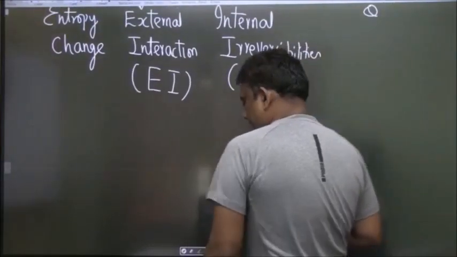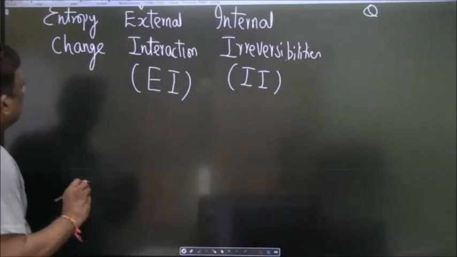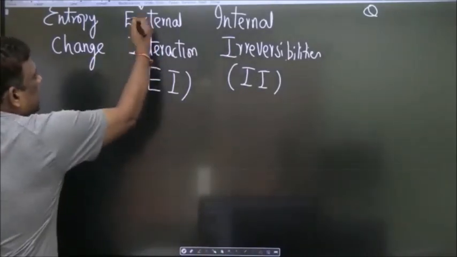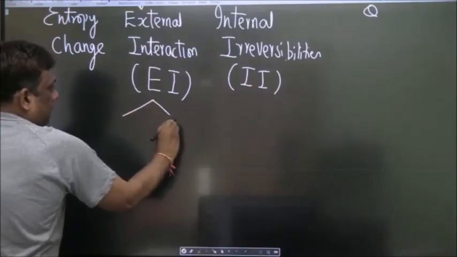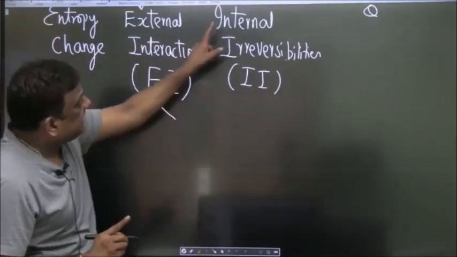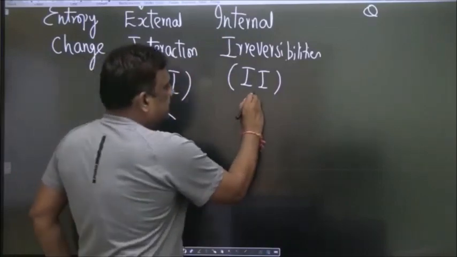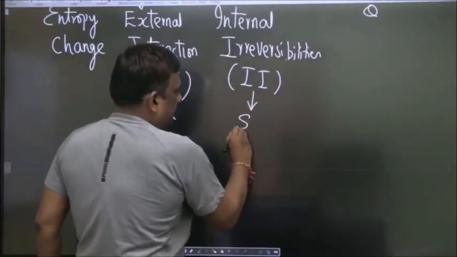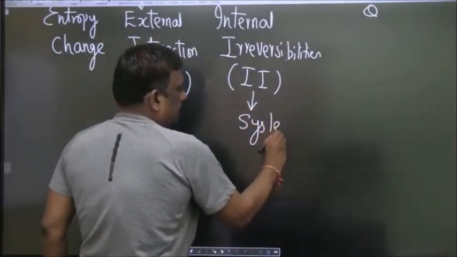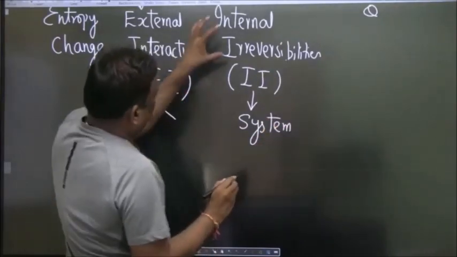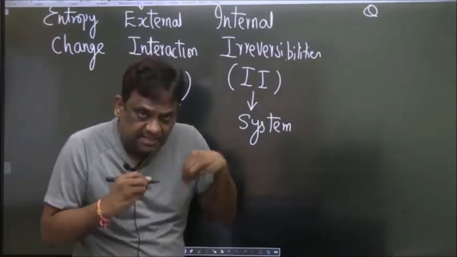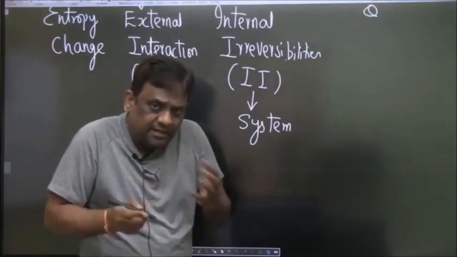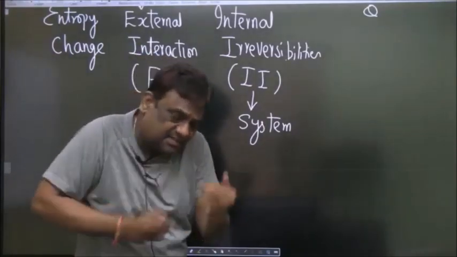Yeah. Now, these external interactions, they have effect. I'm saying it again, listen. Internal irreversibilities will affect the system. Of course, surroundings are influencing, but internal irreversibilities will affect the system. Whatever is happening internally is affecting the system.